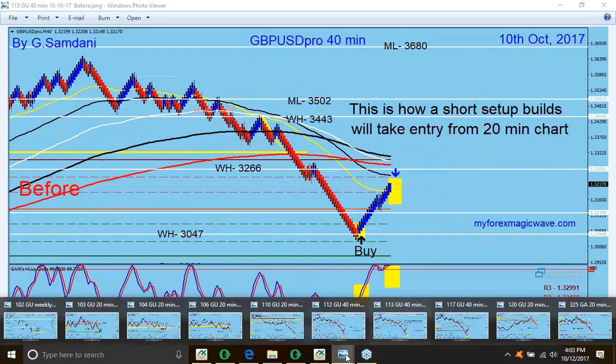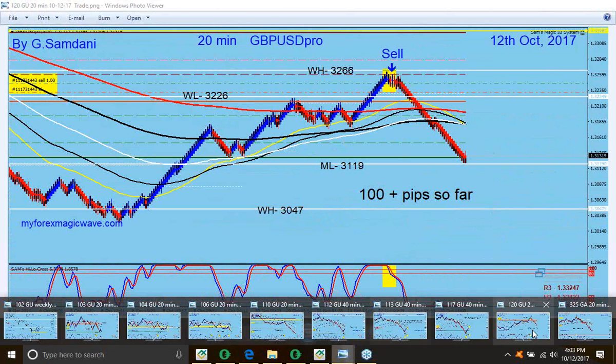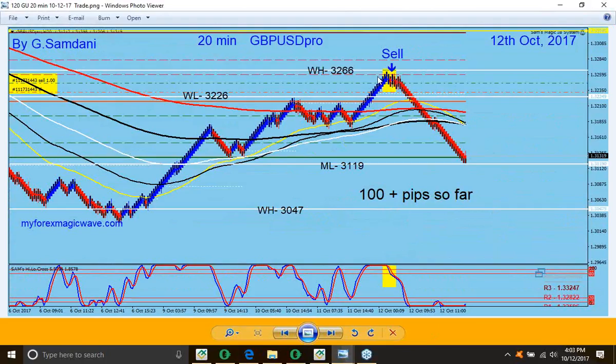20-minute chart entry, and by the way, I forgot to tell you that coming to this level. Let me see, where's that? Okay, this is the 20-minute. Let me show you for the 20-minute. So it went, and this is the entry that I had to take, right at 32.66. Short entry, straight down to 100 pip.